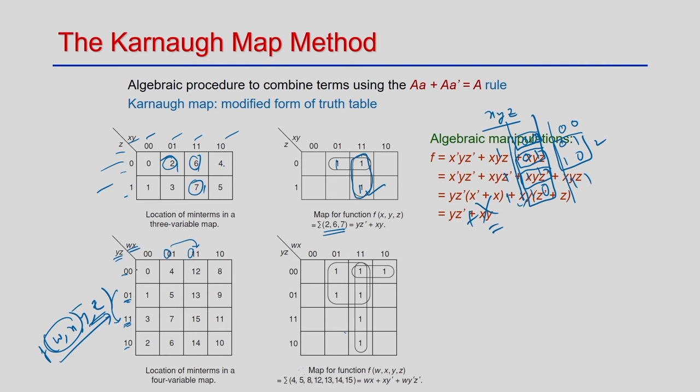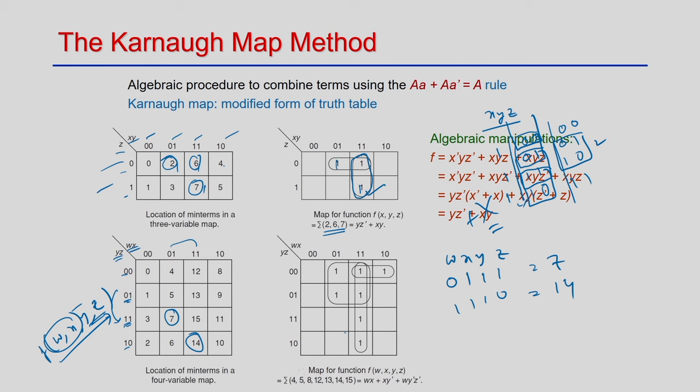Based on these values of w, x, y, z, the values 0 to 15 will be written here. If you take this location, w, x is 0, 1 and y, z is 1, 1. So this is 7, and that is why I write 7 here. You take another one, this one. Here w, x is 1, 1 and y, z is 1, 0. So it is 14. This way I will assign these values.